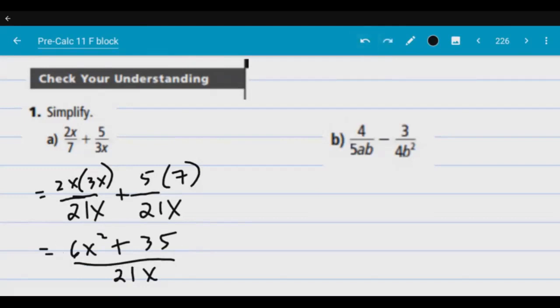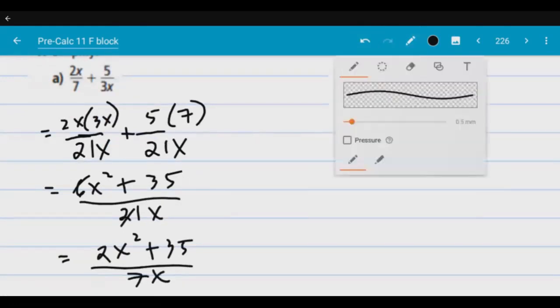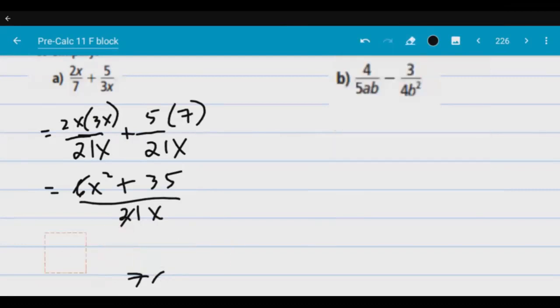All right, what I have seen kids do would be this. They would cancel this out and then they will say the final answer is 2x squared plus 35 over 7x. That is wrong. You cannot do that. Once again, to be able to cancel out anything from the top, you have to make sure you are factoring out a number, or a variable, or a number and a variable, from both terms, not just from one. So in this case, that is the final answer.